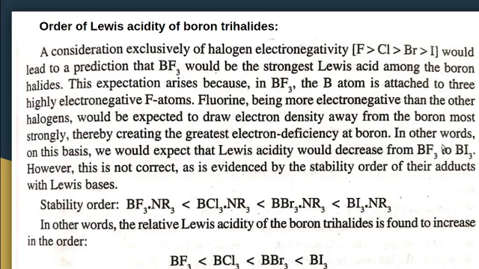That means we already discussed that fluorine has high electronegativity. Because of that, boron has the greatest electron deficiency, so it will act as a strong Lewis acid compared to other boron trihalides. So we expect the Lewis acidity order to decrease from BF3 to BI3, but that is not the actual case.